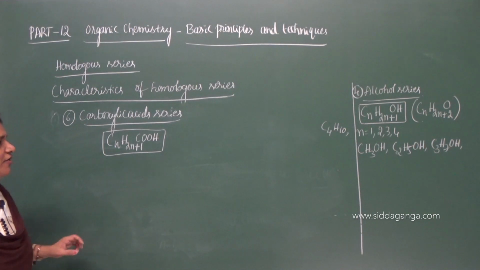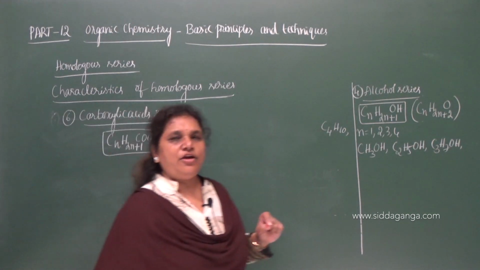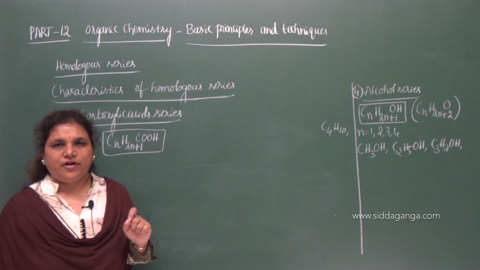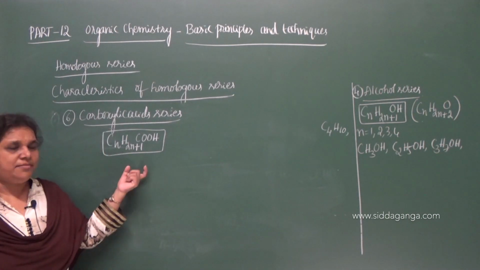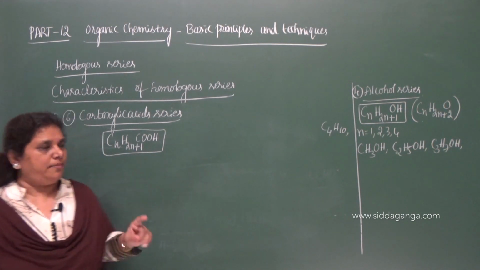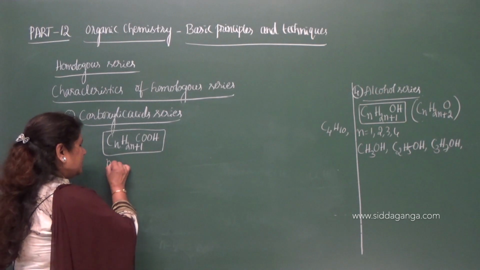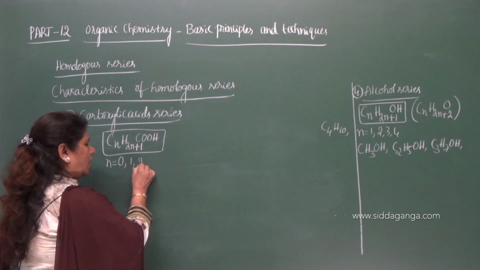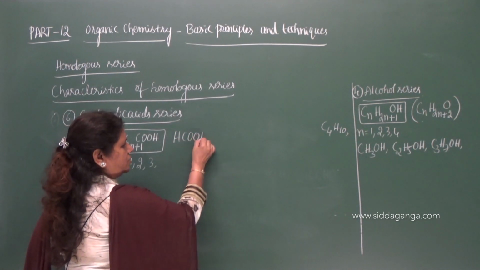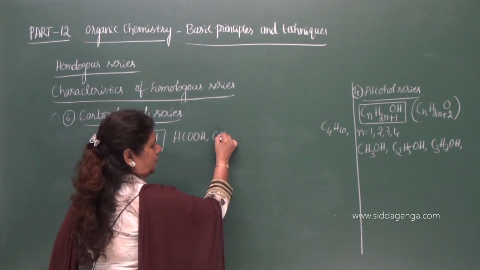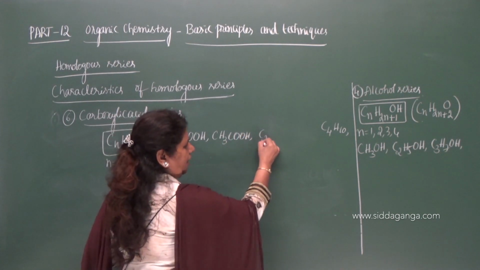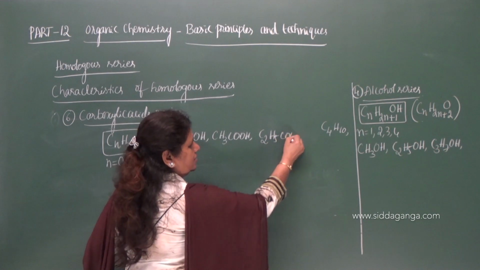Now, what is the value of n? Here also the value of n starts from 0, because the first member of the carboxylic acid series is nothing but formic acid, containing only one carbon. Therefore, the value of n starts from 0, 1, 2, 3, etc., and for 0 you will get HCOOH. When n is equal to 1, you will get CH3COOH. When n is equal to 2, you will get C2H5COOH.